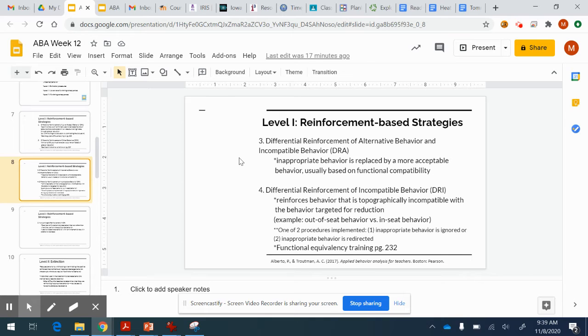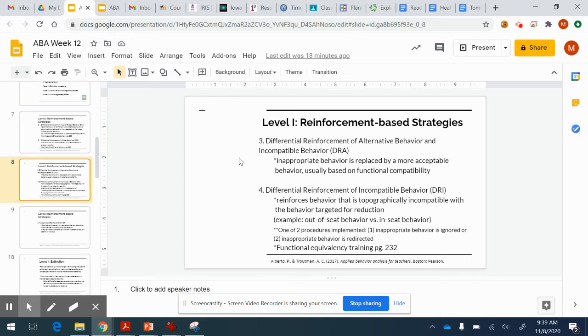When we look at DRI, or the differential reinforcement of incompatible behavior, this is where we reinforce behavior that is topographically, I can't even say that word, topographically, let's try that, incompatible with the behavior targeted for reduction. So for example, if we look at out-of-seat behavior versus in-seat behavior, a student cannot do both at the same time. You can't be out of your seat and in your seat at the same time.